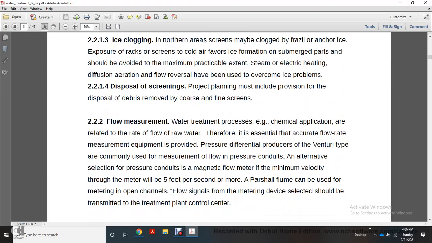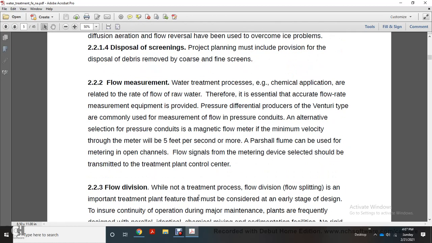Flow measurement. In water treatment, chemical application is related to the rate of flow of the raw water, so accurate flow rate measurement is essential. Differential producers of the venturi type are commonly used with pressure conduits. An alternative for pressure conduits is a magnetic flow meter, with a minimum velocity in the meter of 5 feet per second or more. A Parshall flume can also be used for metering in open channels. The flow signal from the metering device should be transmitted to the plant control center.